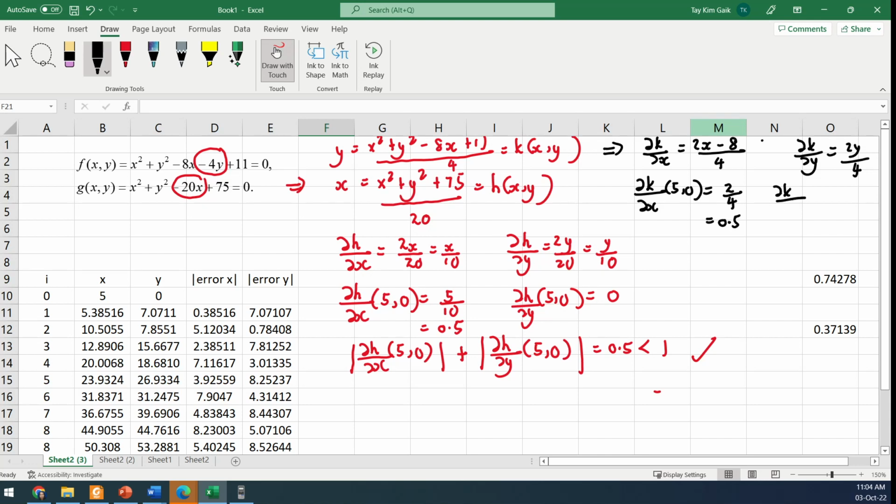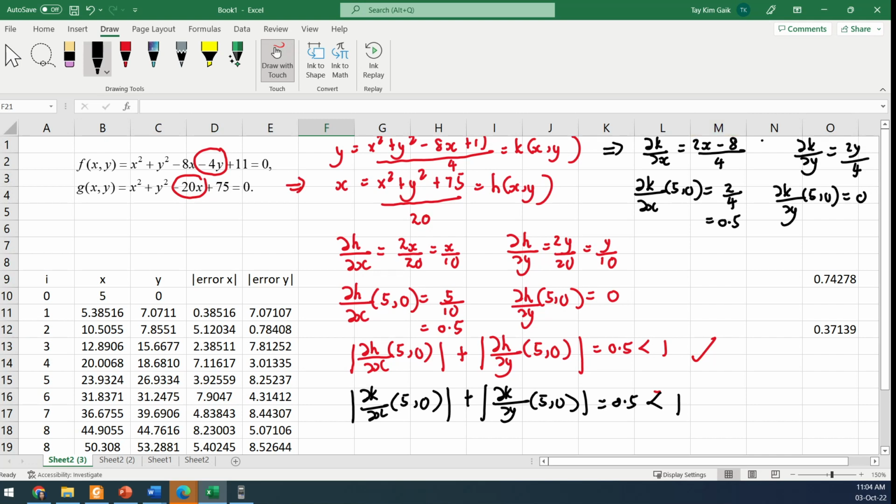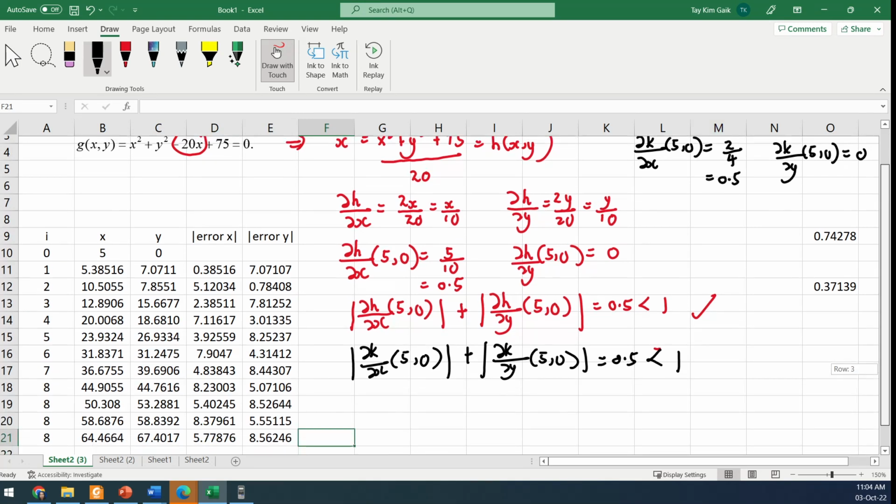And then del k del y at 5, 0. When y is 0, I get 0. That's why you have del k del x at the point 5, 0. The absolute value of del k del x at the point 5, 0 added to del k del y at the point 5, 0, we get 0.5, which is less than 1. This means the convergence criteria in this case is satisfied.